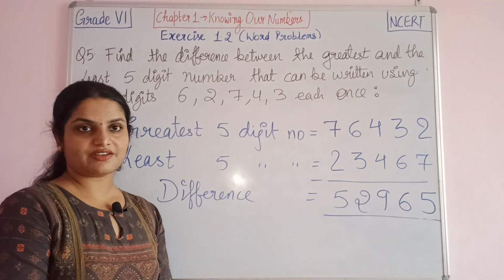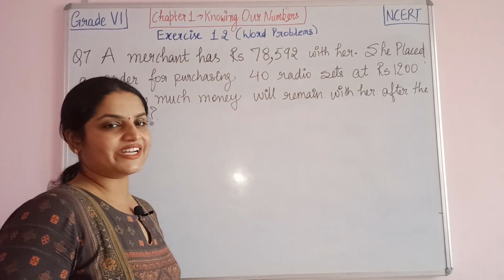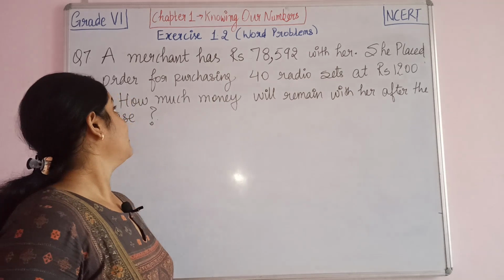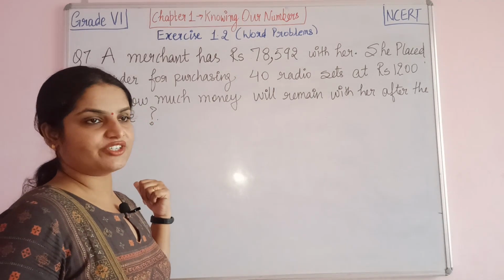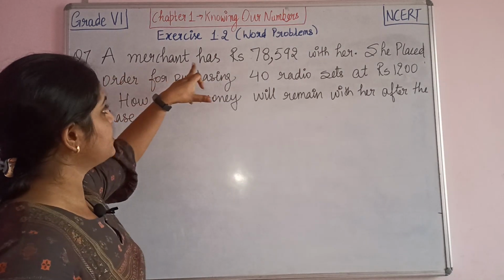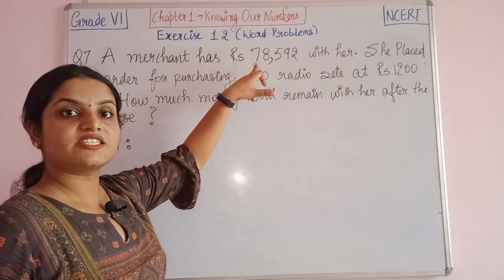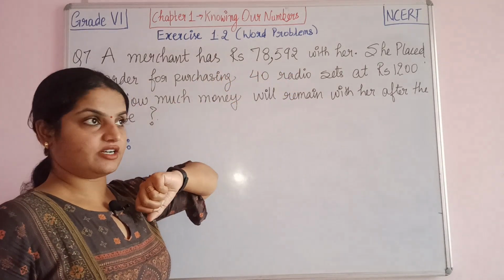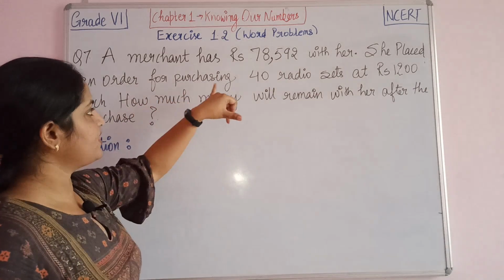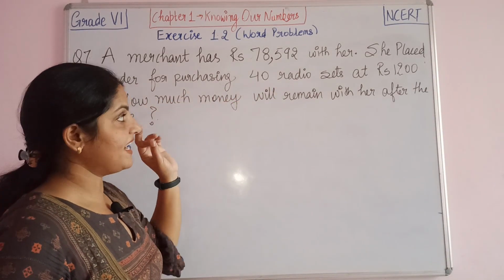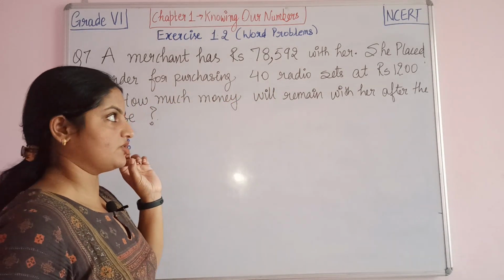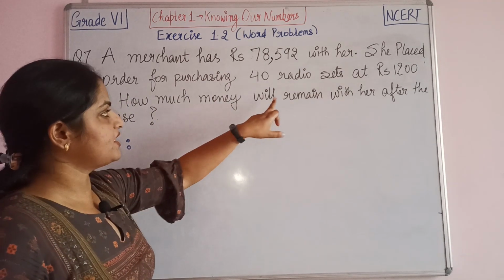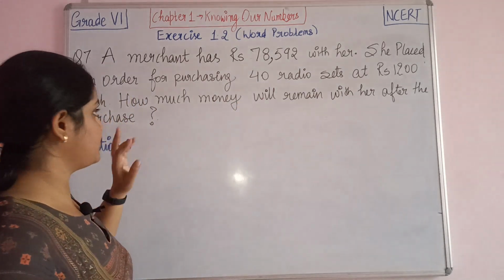Now let's discuss our next question. I'm taking question number 7 now for the discussion. The question is, a merchant has rupees 78592 with her. She placed an order for purchasing 40 radio sets at rupees 1200 each. So how much money will remain with her after the purchase?